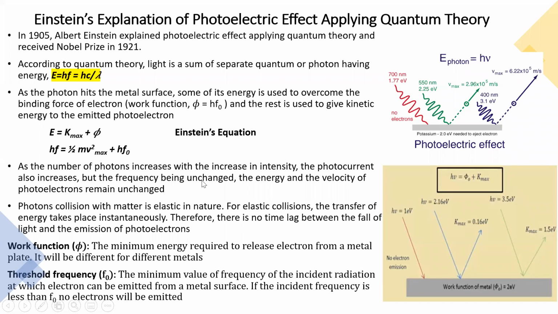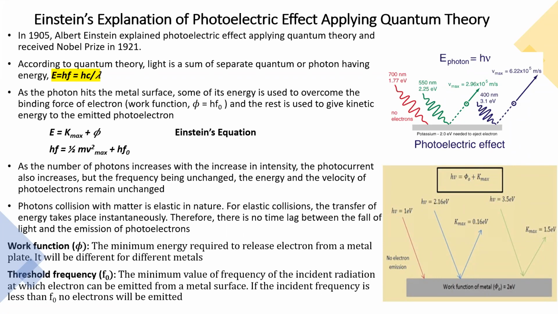But the frequency is unchanged. The energy and the velocity of the photons will remain unchanged. That is why the photocurrent depends on the intensity of light, not on the frequency of the light. Is that clear?